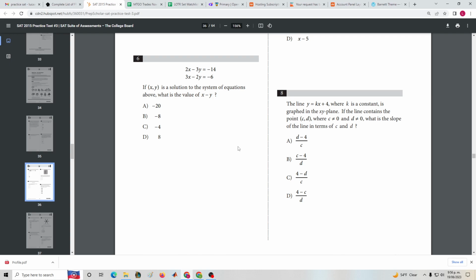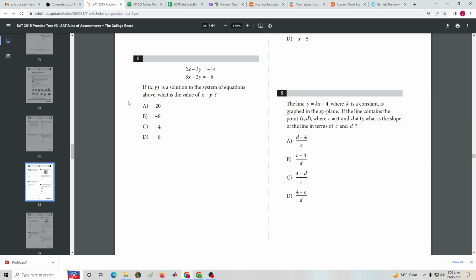Now, the straightforward way to solve these problems is to solve for x or solve for y, then plug in the value that you find, solve for the other variable, and then you have both variables and can calculate x minus y. But always remember, especially if it's this early, like problem number 6, there's always a trick. I want you guys to remember that.